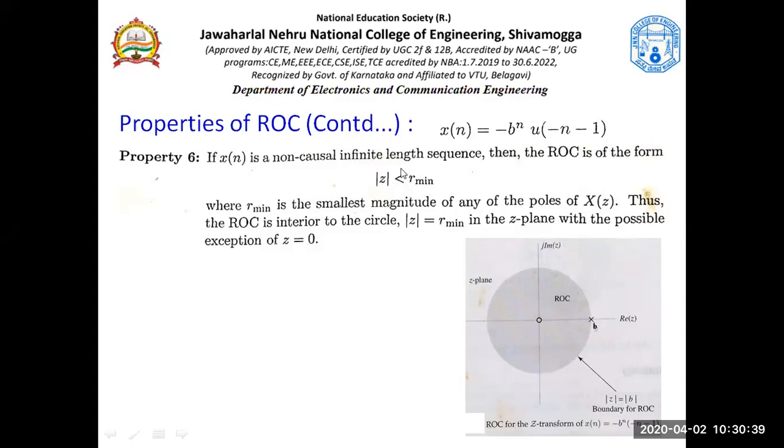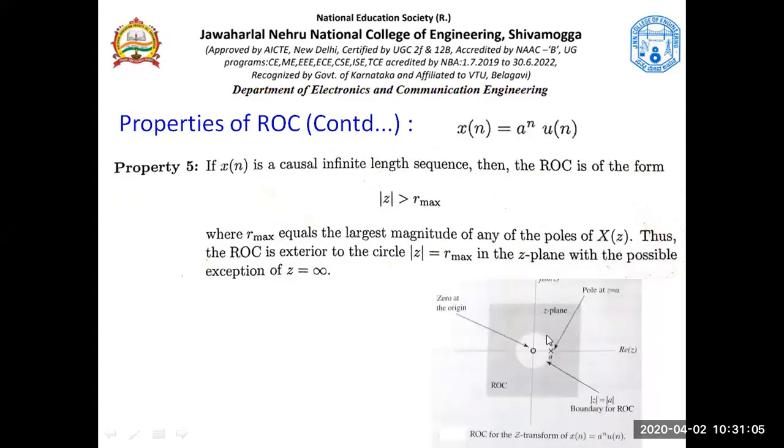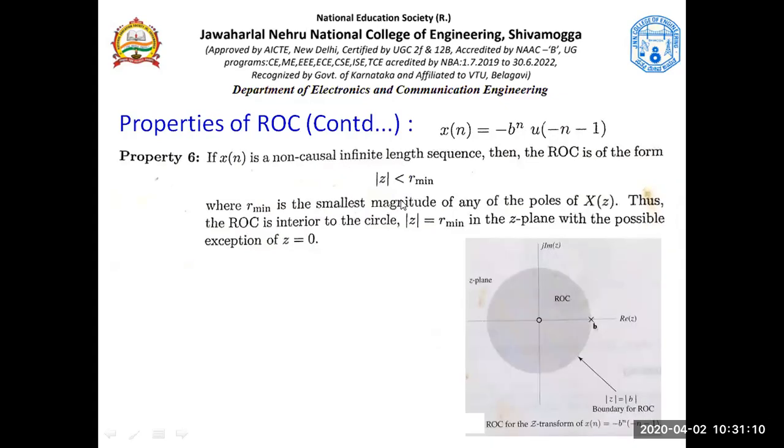Understand that? So if there are multiple poles, consider the pole with the minimum value, and draw the circle with R minimum as the radius. That circle would be referred to as the Z equal to R minimum circle, and for any non-causal infinite length sequence, the ROC would be within the circle. Here it is outside the circle for an infinite length causal sequence. For an infinite length non-causal sequence, it is within the circle. That is the meaning of property 6.